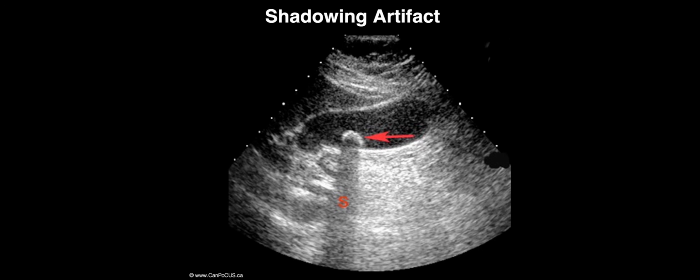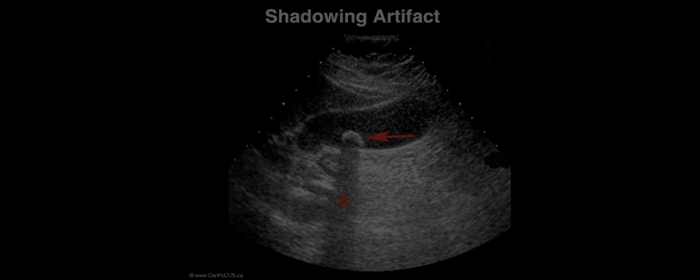This image of the gallbladder demonstrates shadowing artifact. This artifact can be seen with any highly reflective structure. In this case it's a gallstone, but it is also seen with bone. Note that only the surface of the gallstone immediately beneath the transducer can be seen. The shadowing obscures the posterior wall of the gallstone.